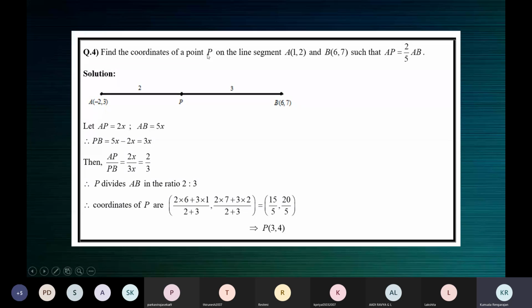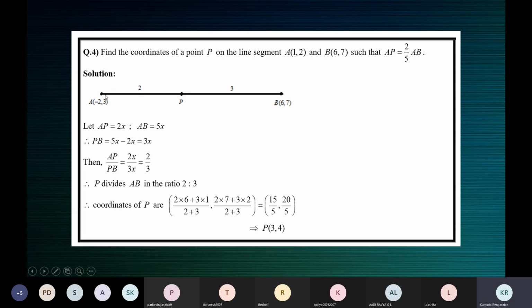This point P lies on the line segment AB. So clearly P is the point of division. P divides AB in a specific ratio.